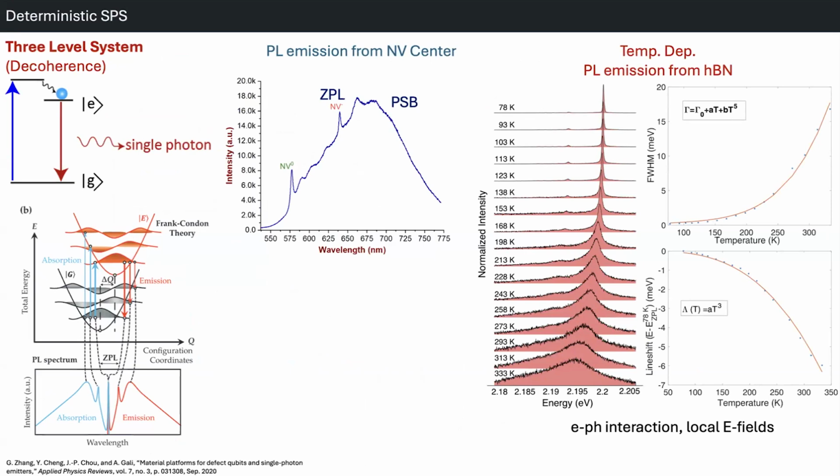But for the NV center or this kind of defect, which has a strong electron-phonon interaction influence on the system, it's not a good idea to use them in applications that require indistinguishability. But not all applications require indistinguishability.